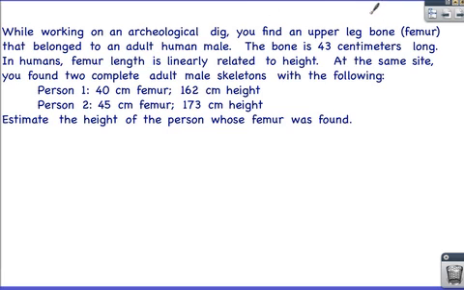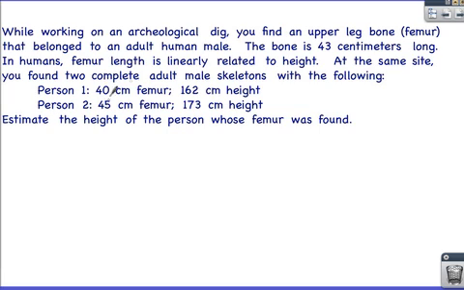While working on an archaeological dig, you find an upper leg bone, called a femur, that belonged to an adult human male. The bone is 43 centimeters long. In humans, femur length is linearly related to height. At the same site, you found two complete adult male skeletons with the following. Person 1 had a 40 centimeter femur and was 162 centimeters in height. Person 2 had a 45 centimeter femur and was 173 centimeters in height. Estimate the height of the person whose femur was found.